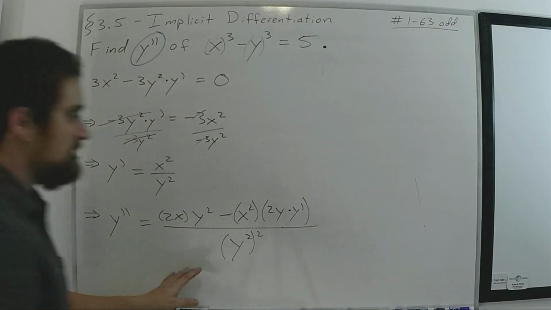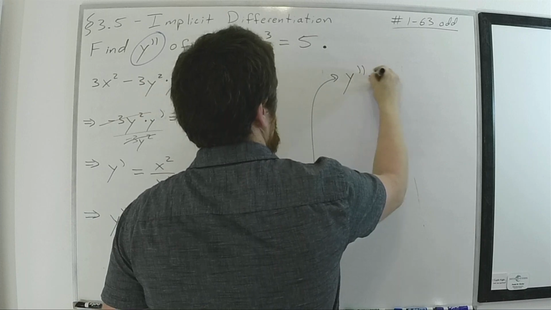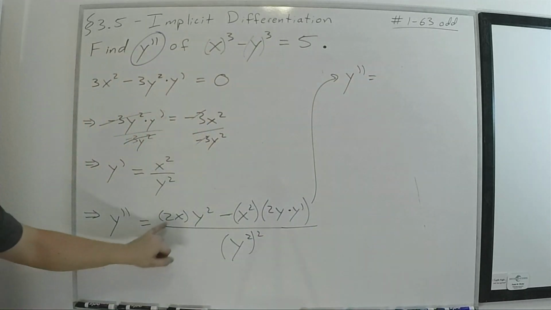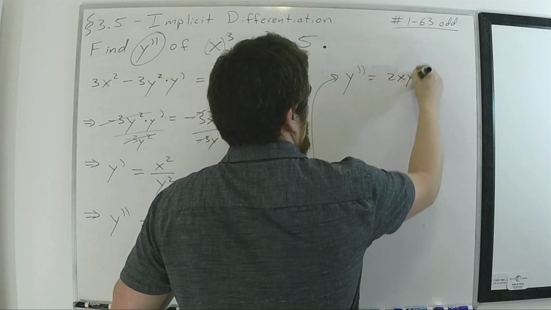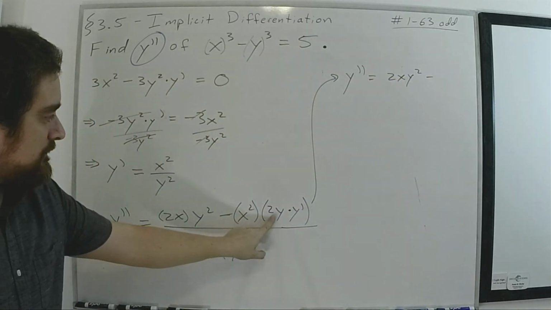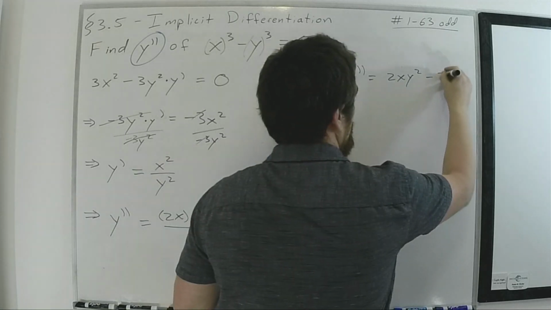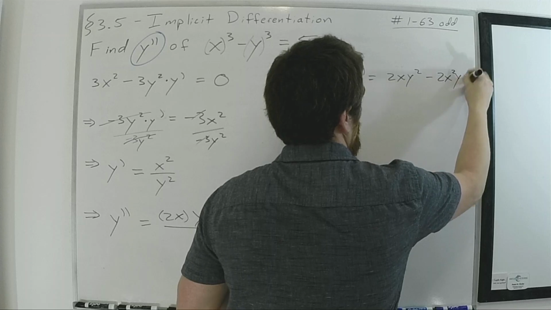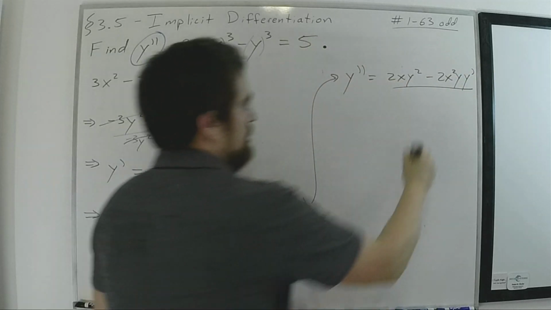So it looks a little messy. Again, we don't want to leave things messy, so we'll just go ahead and clean it up. I'll get 2xy squared minus 2x squared y prime. Y squared squared is y to the 4th.